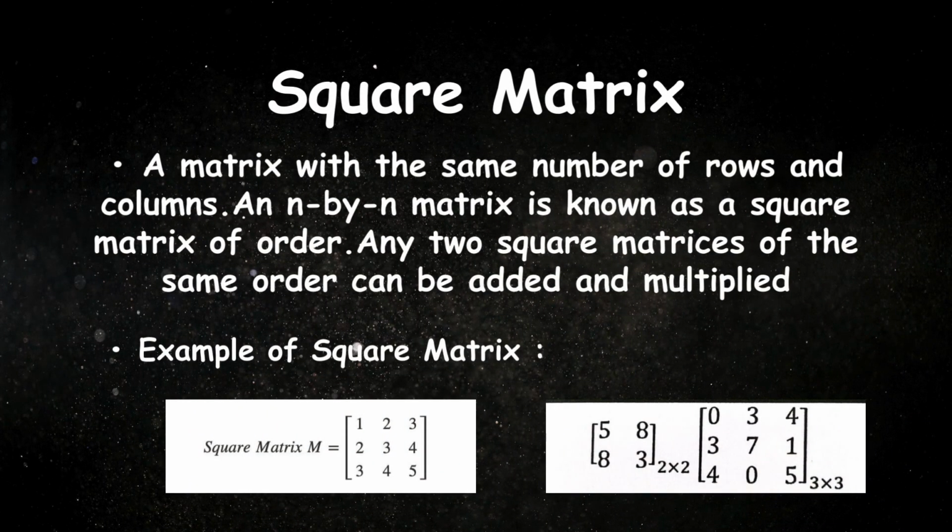Next is a square matrix. A matrix with the same number of rows and columns. An n by n matrix is known as a square matrix of order n. Any two square matrices of the same order can be added and multiplied. For example of square matrix, as you can all see, we have 3 times 3, 2 times 2.